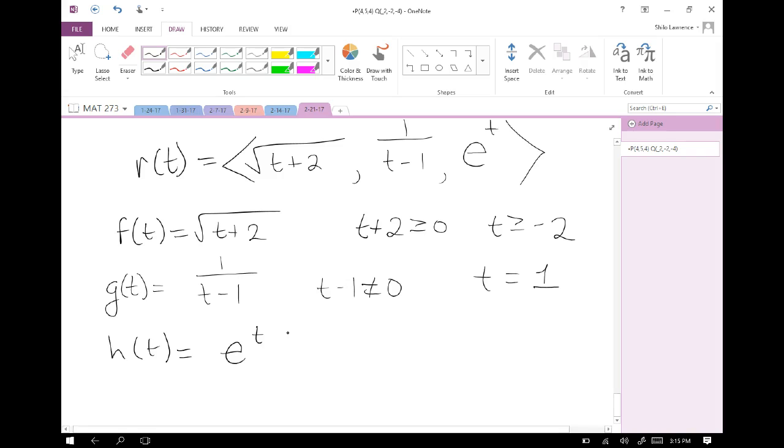If you're not sure, you can always graph these individually and look at their graphs. The domain on the graph is what's happening horizontally, left to right. So if you look at the graph for e to the t, it goes forever to the left, it goes forever to the right. Would t need to be greater than 1? Nope, we can have negatives in the denominator. We just can't equal 1.